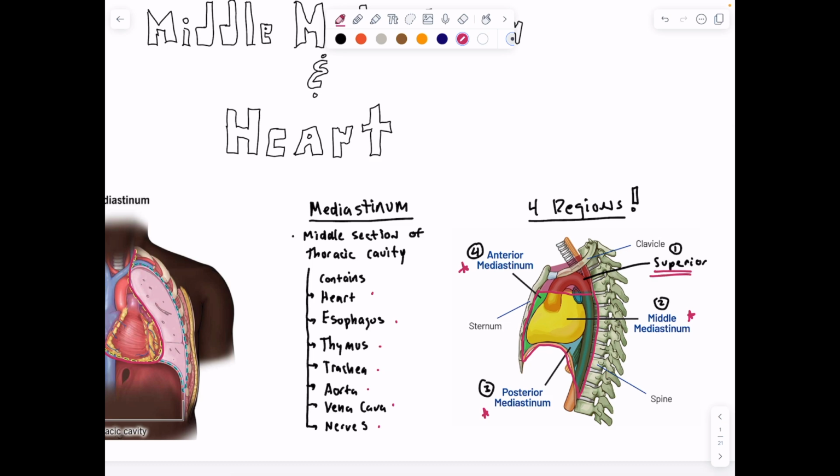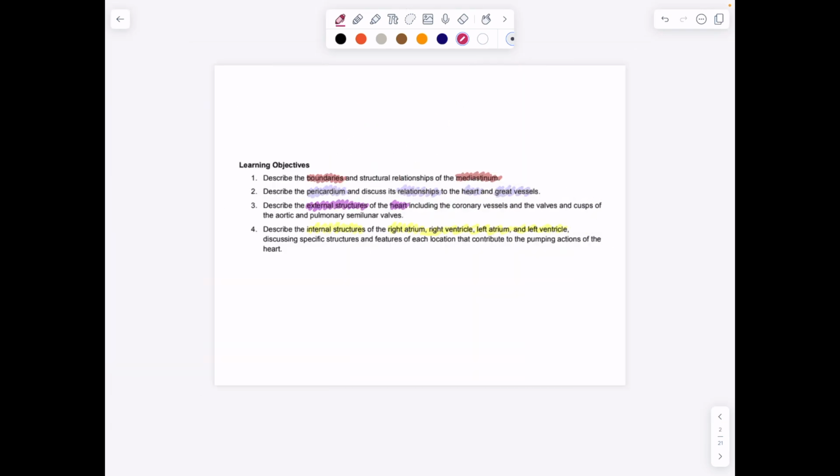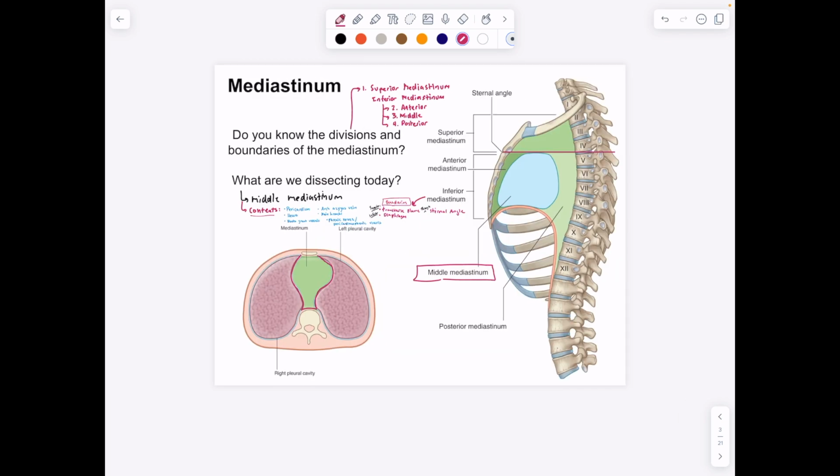And then there's also the superior mediastinum, but we're mostly focused on the heart section, so the middle mediastinum, and overall, that makes up a third of the inferior part of the mediastinum. So what were the learning objectives? Looking at the boundaries and structural relationships, looking at the pericardium, which goes with the heart, its relationships to the great vessels in the heart, the external structures, including the coronary vessels, and then the internal structures of the heart. So not too bad, a decent amount of overlap with our histology work that we've done this past week.